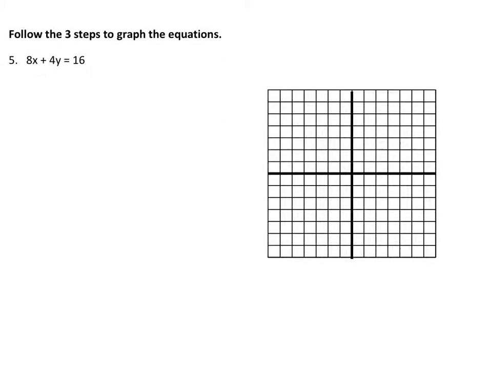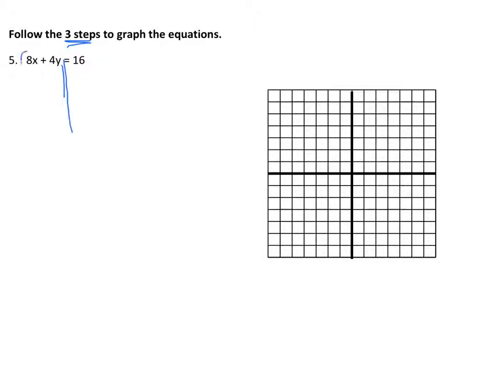All right, this video, we're going to put it all together. We're going to follow the three steps that we wrote down: solve for y, make your xy chart, and then graph the ordered pairs to get the line. So for number 5, very first thing we notice, I can't go right to the xy chart because y is not by itself. So I'm going to put the line down here, and I'm going to get y by itself.